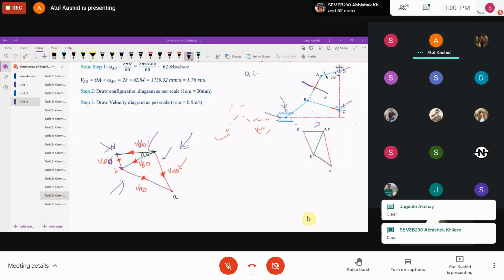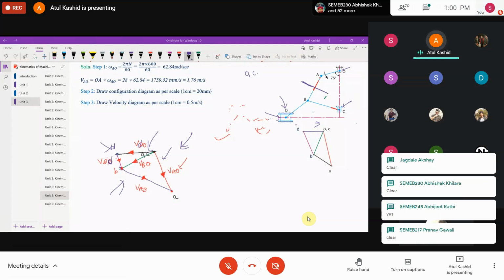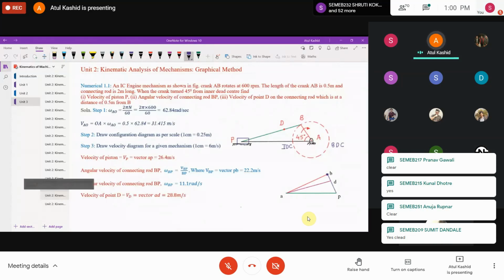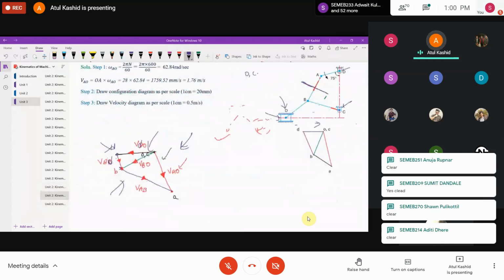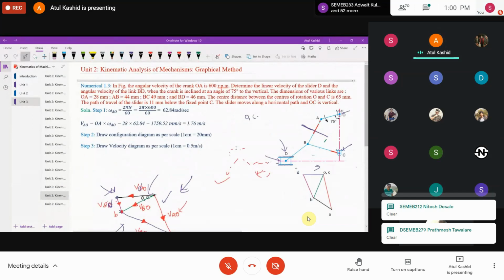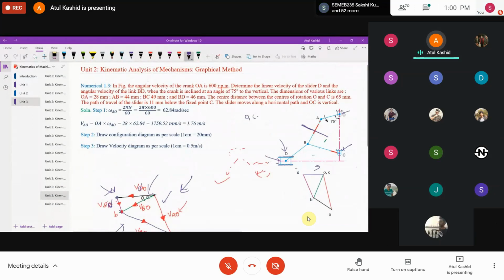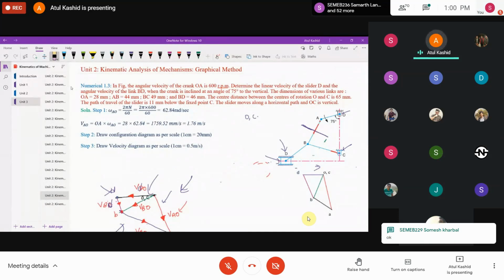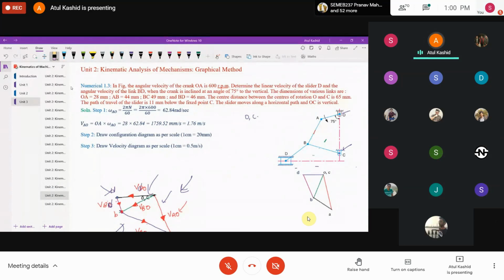Kindly reply fast. Okay, now you're going to practice this problem at home. Take the screenshot of this numerical and practice this problem at home. Complete this problem. From the next lecture, we are going to start with the velocity as well as the acceleration diagram. In that case, things will be very complicated, so please be prepared, practice this numerical so that you will be prepared for the next lecture.